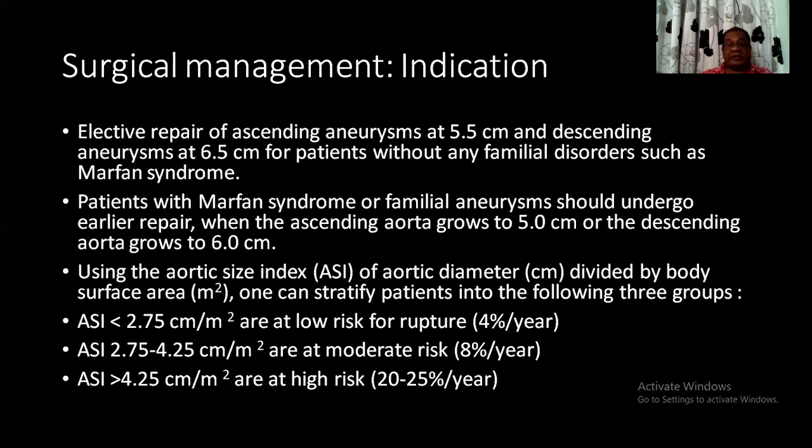Surgical management and indication. Elective repair of ascending aortic aneurysm at 5.5 cm and descending aneurysm at 6.5 cm for patients without any familial disorders such as Marfan syndrome. In Marfan syndrome, 1 cm less. So, a patient with Marfan syndrome or familial aneurysm should undergo earlier repair when the ascending aorta grows to 5 cm or descending aorta grows to 6.0 centimeters.